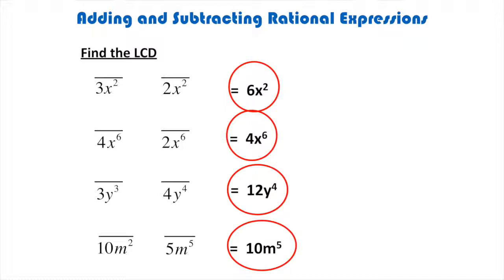Check your answer here. So between 5 and 10, 10 is your lowest common denominator. And then m to the 5th power is my highest power. Okay, that's my highest exponent, so that's what I write. Now you want to be thinking about this one. What do I need to multiply this one by to get to 10m to the 5th? That would be m cubed. And what do I need to multiply this one by to get to 10m to the 5th? That would be 2, top and bottom.